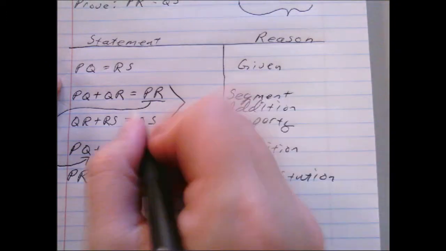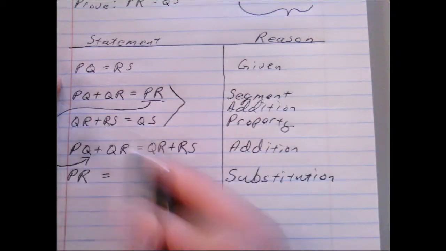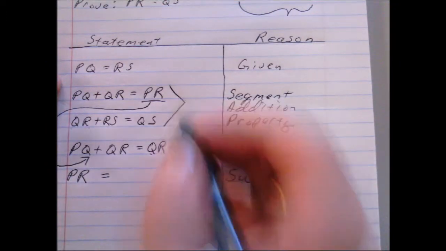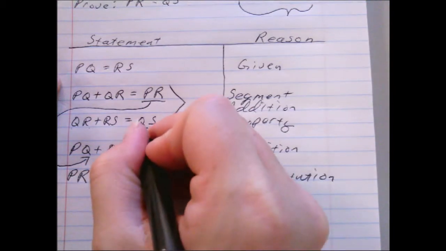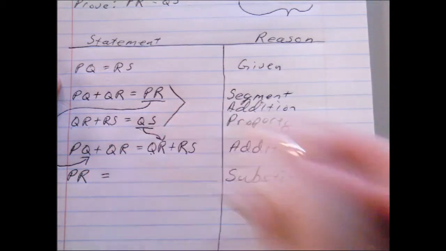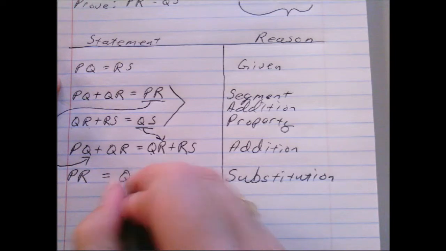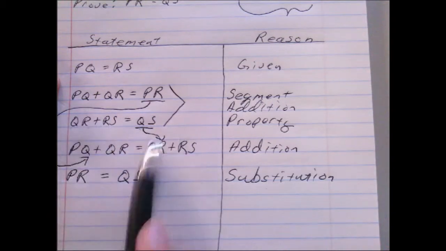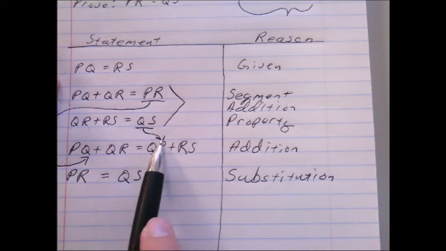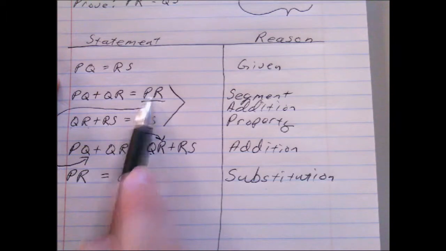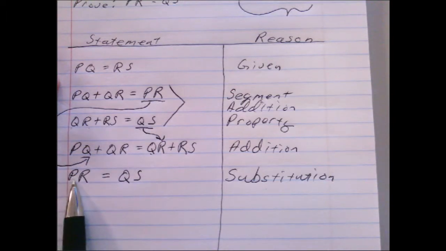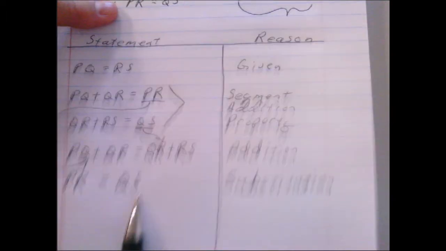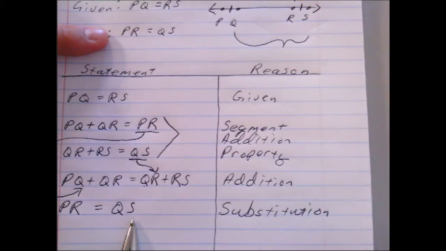equals, we're going to take QR plus RS equals QS. So that's going to get plugged in there. So that's QS. Using our substitution property, we took this that we knew and we're plugging this in that is equal to it. Same thing here. PR equals QS. That's what they asked us to prove at the top. So we are done.